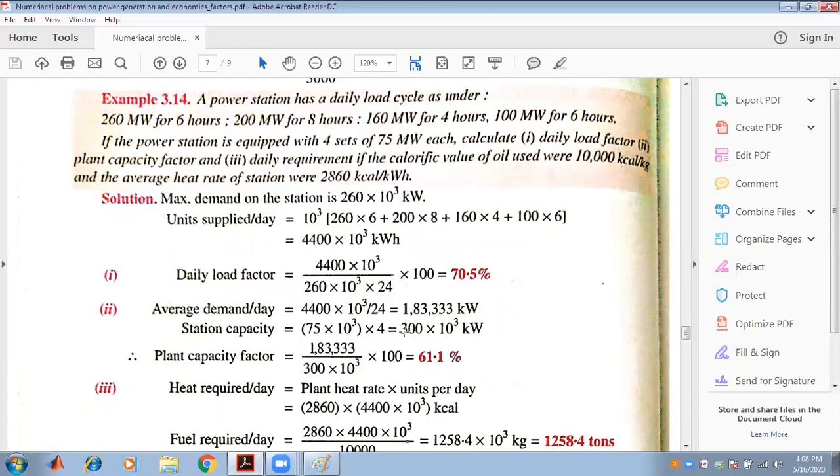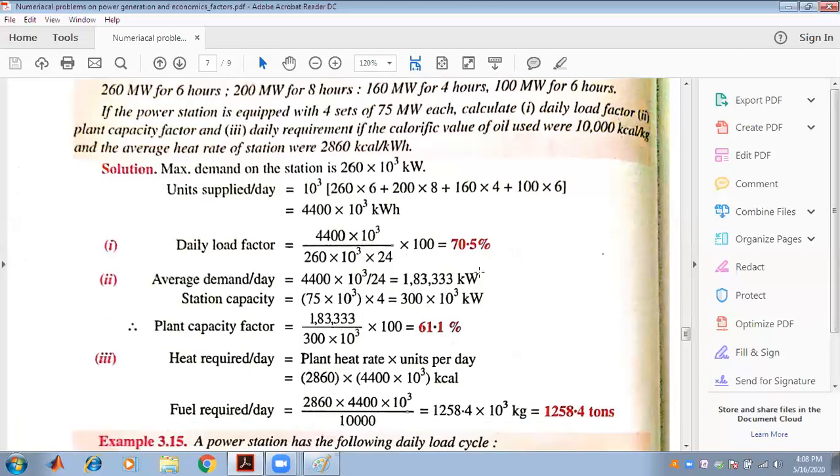So what is the station capacity? It is given that the power station is equipped with 4 sets of 75 megawatt each, meaning 75 into 4 into 10 to the power 3, which is 300 into 10 to the power 3 kilowatt. So what is the plant capacity factor? Plant capacity factor is the average demand per day, 183,333, divided by 300 into 10 to the power 3, into 100 in percentage, which is 61.1%.